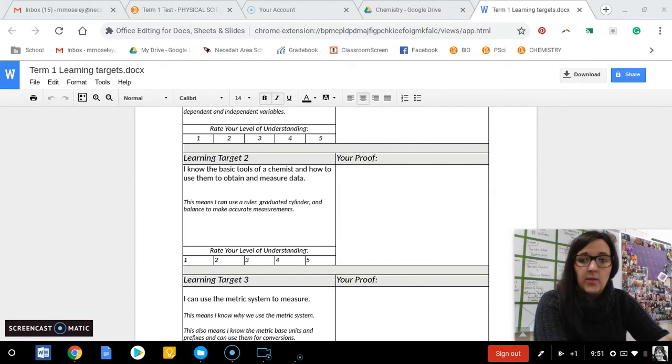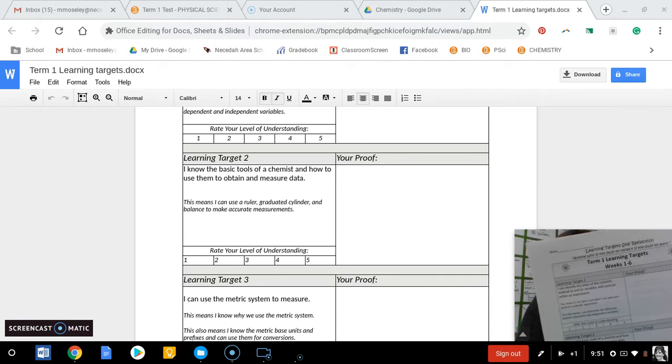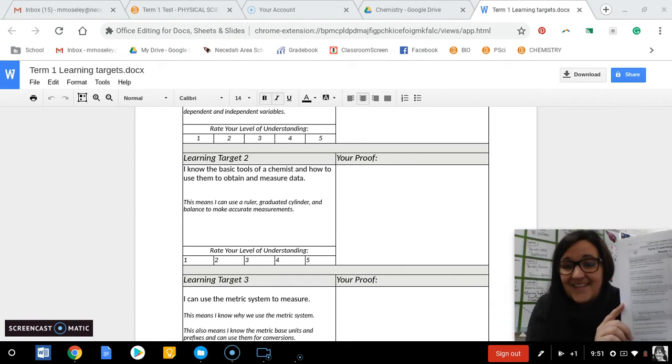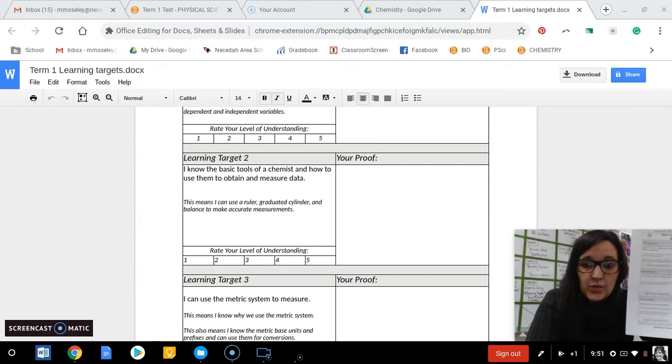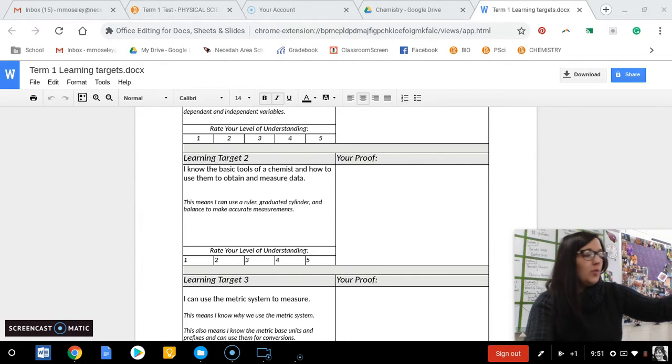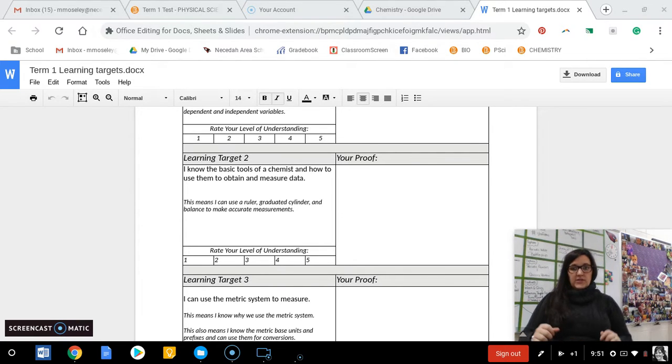We've evaluated from our notebook, and now we have a bigger evaluation that you're not going to be using your notebook on. But what you can use is your Term 1 learning target sheets. Anything you write on here is fair game for your test next Tuesday. I just wanted to walk you through one of the boxes and how to fill it in so that it is going to be helpful for you for your test.